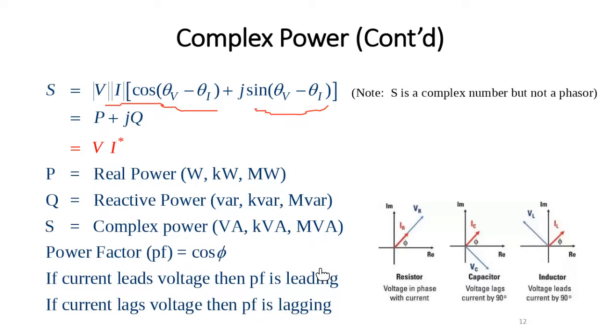Complex power S is volt ampere. It's just the complex number, V times I, but this would be the square root. Power factor is cosine theta. As we mentioned, if current leads the voltage, then the power factor is leading, or lagging, or at unity. Unity means the current is in phase with the voltage. This is the terminology you use.